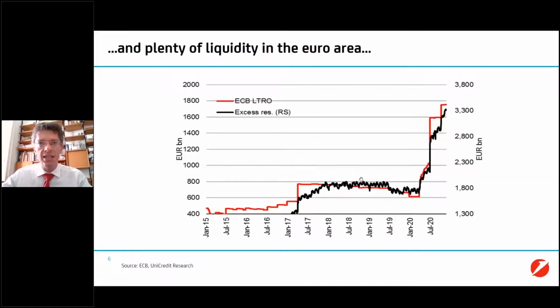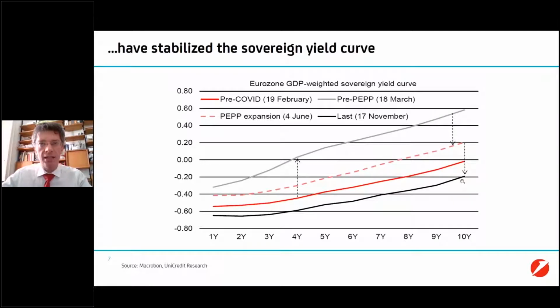The ECB has also provided massive liquidity to markets. You see on this chart, the red line shows you the amount of cheap funding provided by the ECB, the LTRO funding basically, and this jump here is the June operation, which injected over $1 trillion of funds in the euro area economy, thus providing a situation of abundant liquidity. And the combination of expansionary fiscal policy and abundant liquidity and cheap funding provided by the ECB has basically calmed the markets.